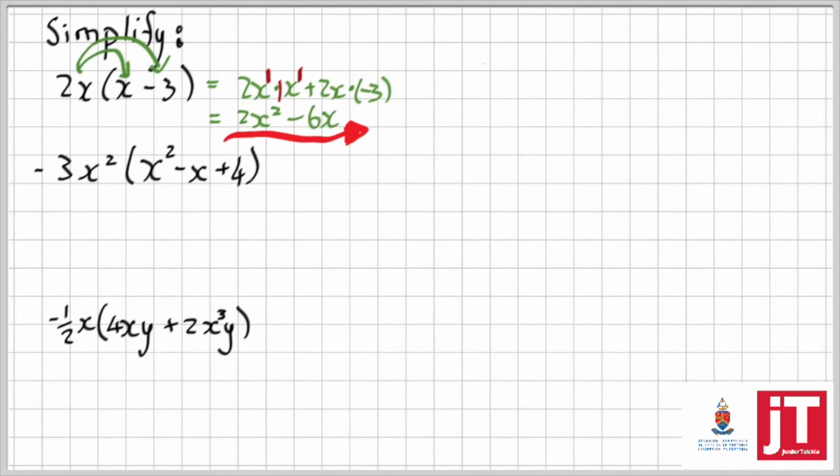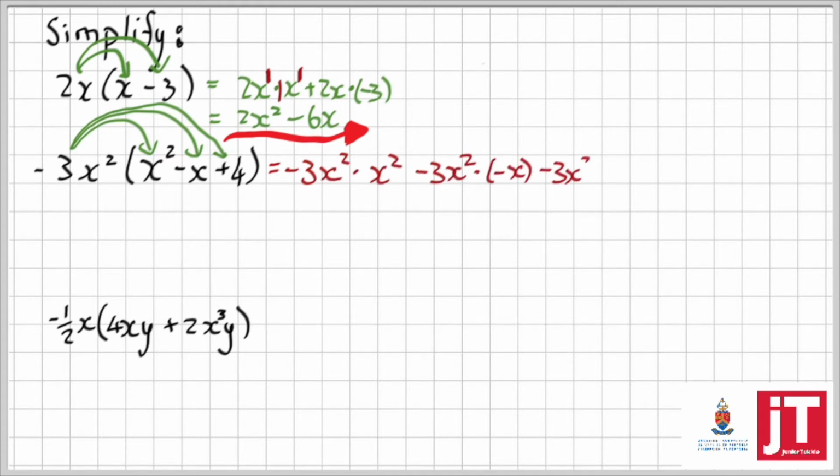Then I'm going to look at the second one. Now I need to distribute the negative 3x squared into every term in the brackets. So in other words, I'm actually saying negative 3x squared times by x squared, negative 3x times by negative x, and then negative 3x squared times by positive 4.